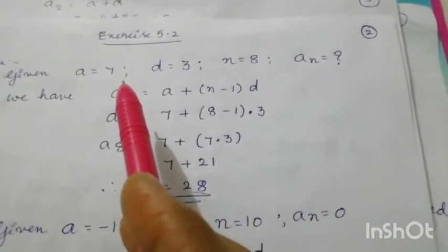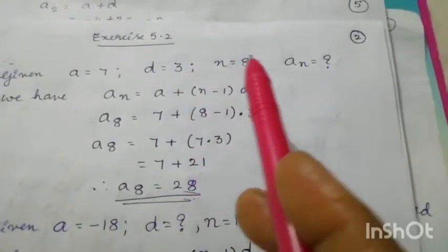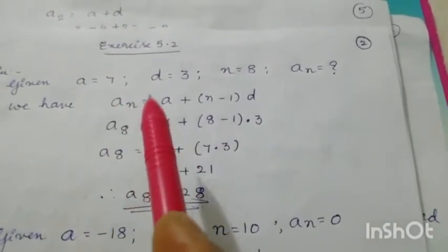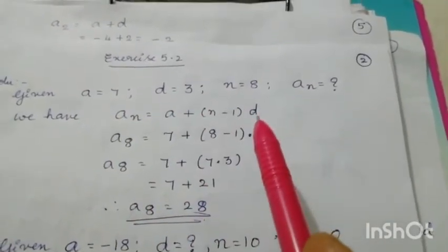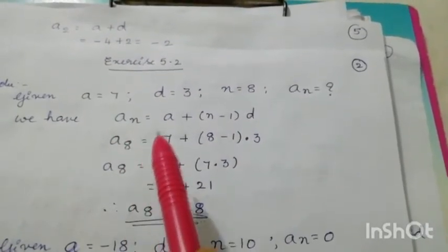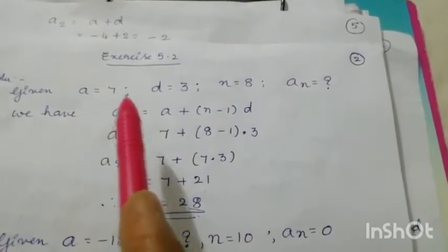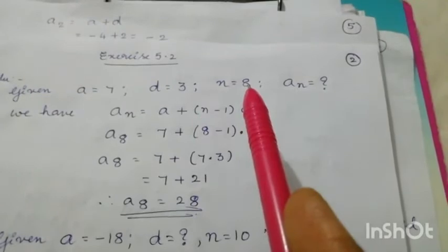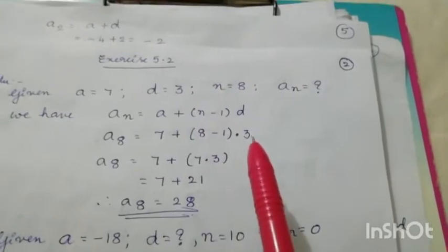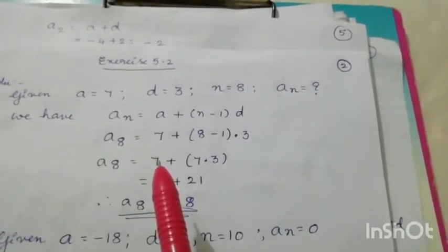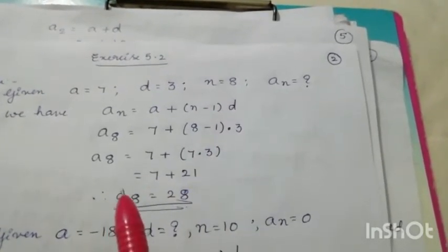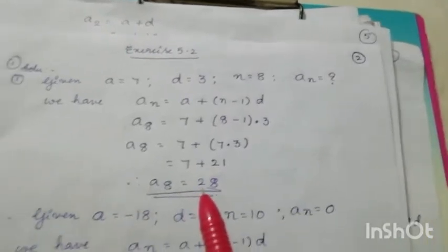Given A is equal to 7, D is equal to 3, N is equal to 8, and An we have to find. We have the nth term An is equal to A plus n minus 1 into D. Here n is equal to 8, so we are finding A8. A8 is equal to, in the place of A we substitute 7, plus, in the place of n we substitute 8 minus 1, into, in the place of D we substitute 3. So A8 is equal to 7 plus 8 minus 1 is 7, 7 into 3 is 21. So A8 is equal to 7 plus 21, which is equal to 28.